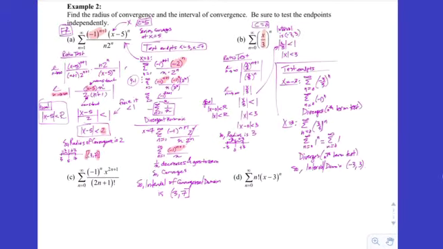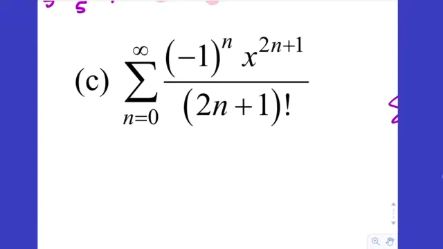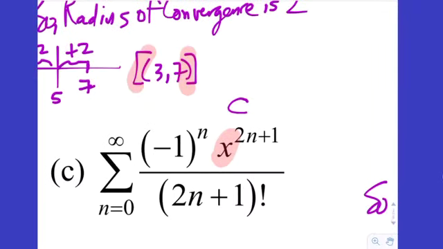All right. We've got 2 more here. Let's take a look at this fella. Is it a power series, first of all? If so, why? There's an x in it, right? So it's a power series that's got an x. What's the center? 0. Yeah, the center is 0.